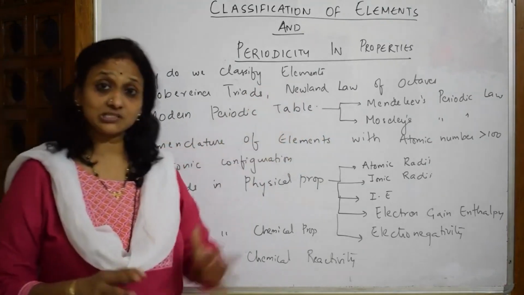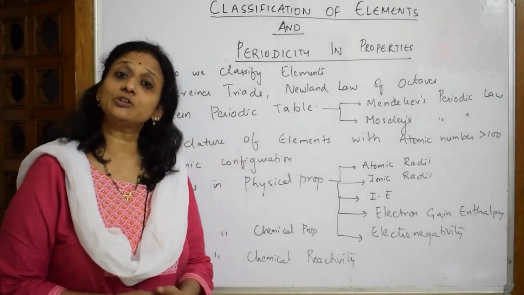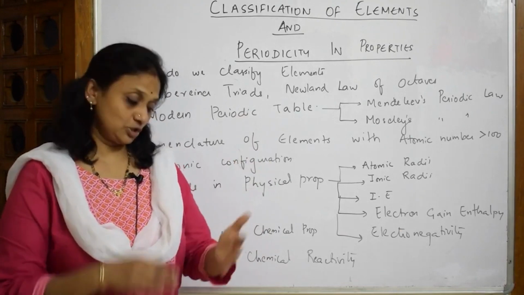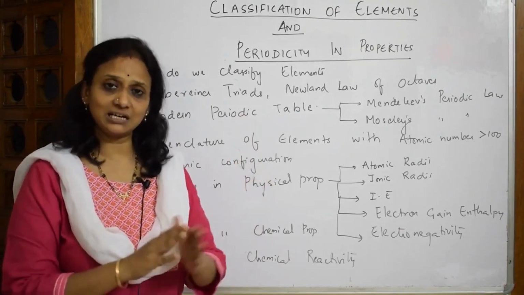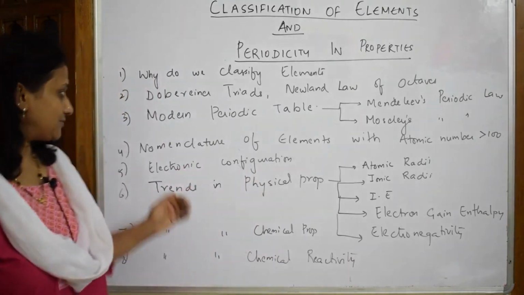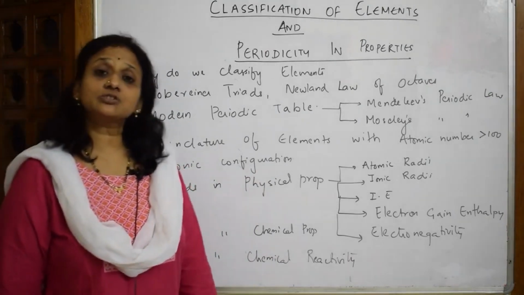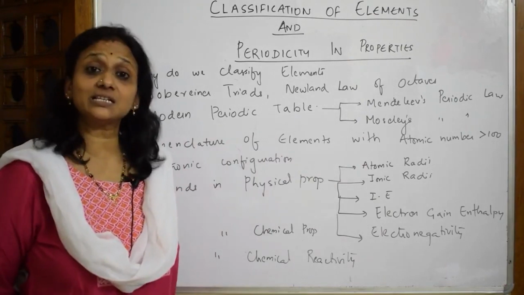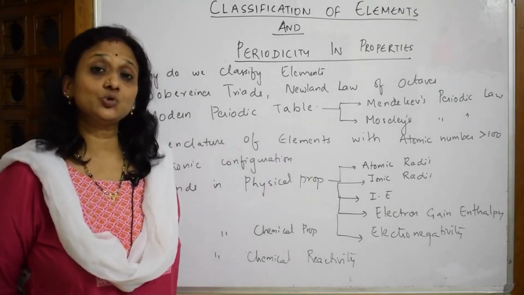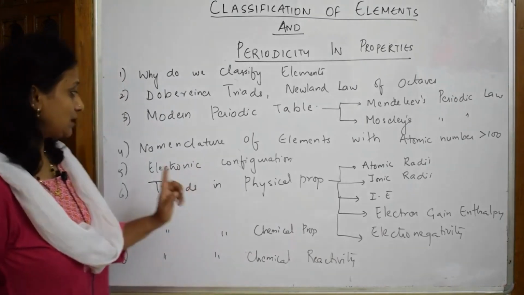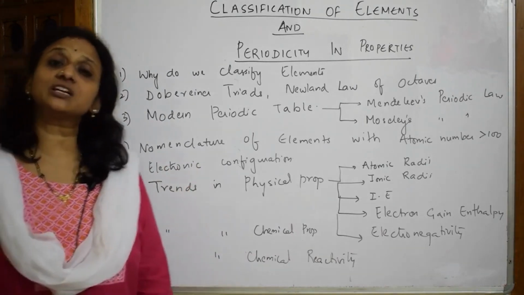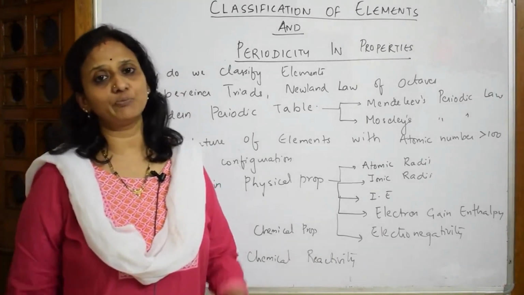From there, I'll be gradually taking it into normal. After taking Moseley's periodic table, I'll be showing you the whole periodic table, where I'll be teaching you what is the s block, p block, d block, and f block, and all the things I'll be clearly bifurcating. After that, I'll be teaching you the nomenclature of elements if the atomic number is greater than 100, where we'll be taking it as UUN, UUB, like that. I'll be teaching that nomenclature. From there, I'll be teaching you electronic configuration of elements based on the Aufbau principle.